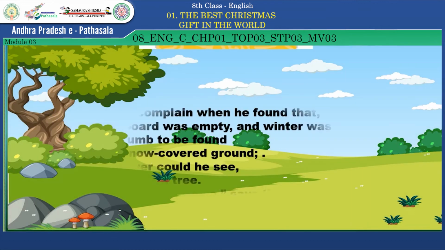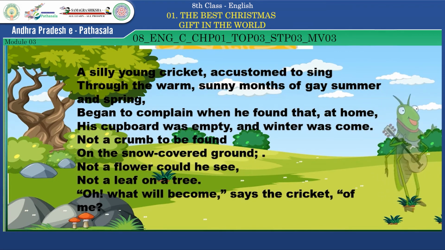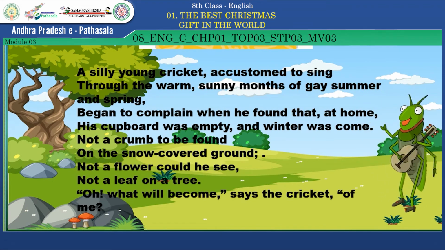Let us read the poem The Ant and the Cricket. A silly young cricket accustomed to sing through the warm sunny months of gay summer and spring began to complain when he found that at home his cupboard was empty and winter was come. Not a crumb to be found on the snow-covered ground. Not a flower could he see, not a leaf on a tree. Oh, what will become, says the cricket, of me?